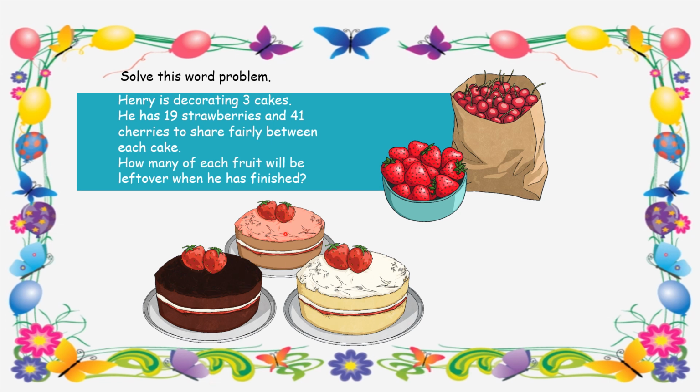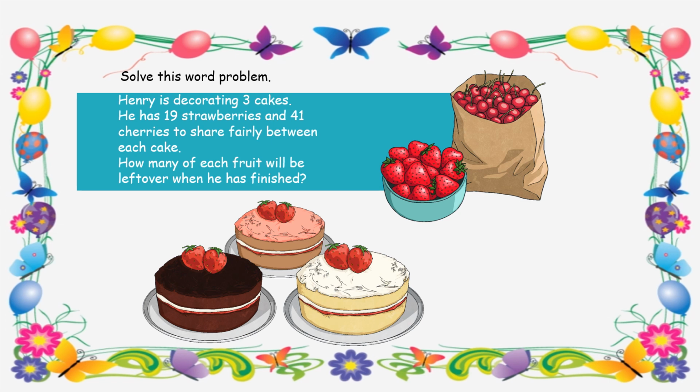Here are the 3 cakes. And he has 19 strawberries and 41 cherries to share fairly between each of the cake. So first we need to divide 19 by 3, divide 41 by 3, and then when we are done, we are able to see what is left over. Pause the video and have a go. Use the place value chart to help you.